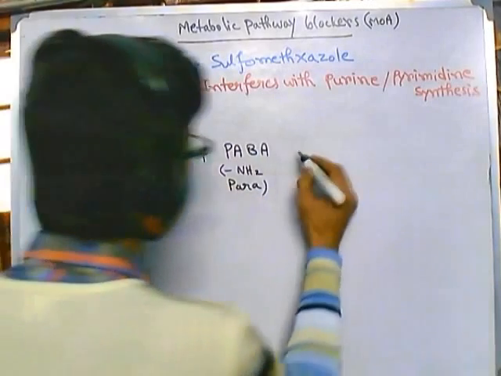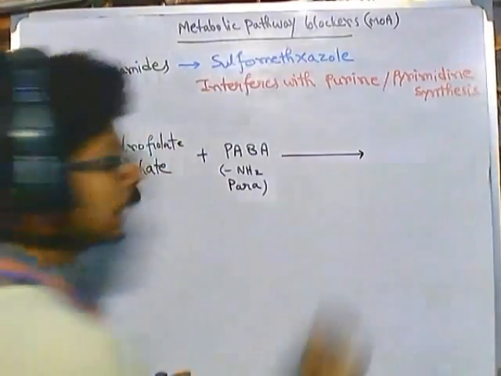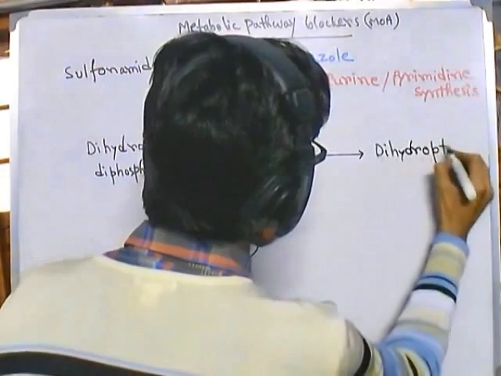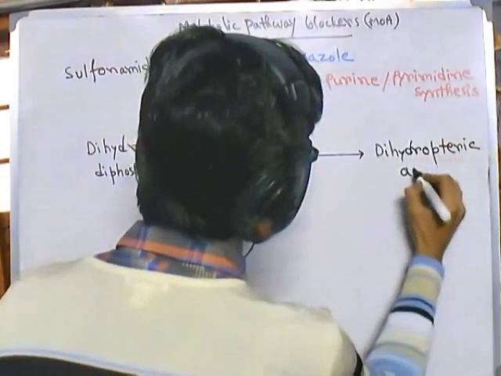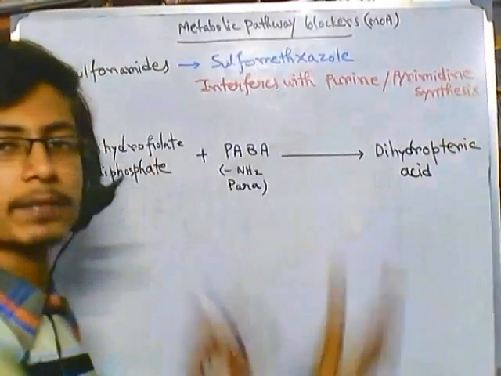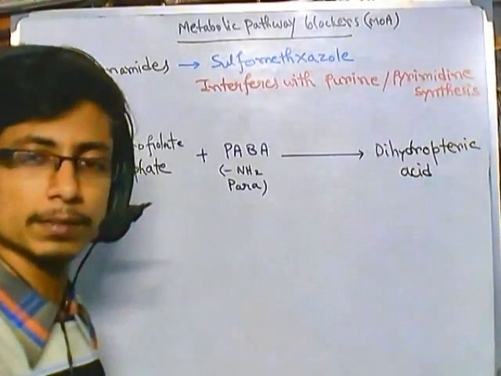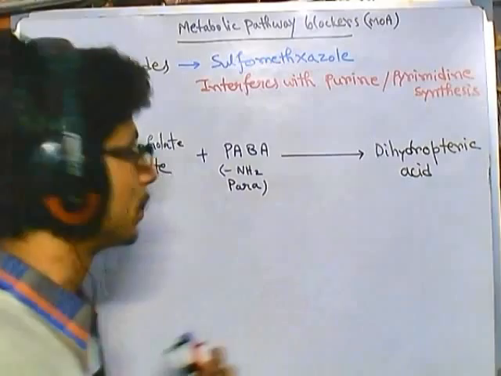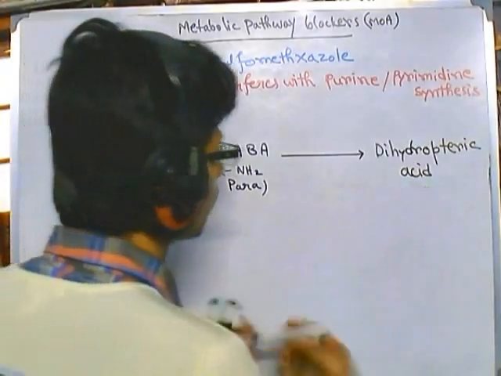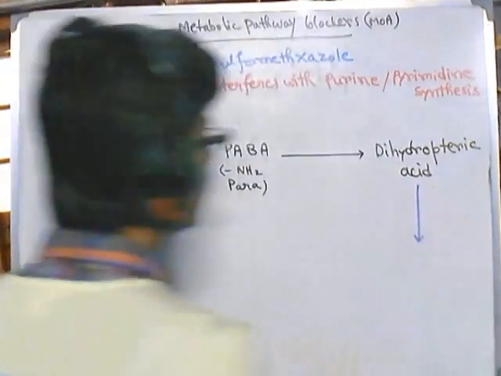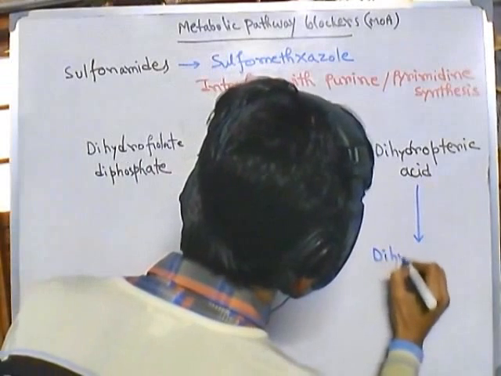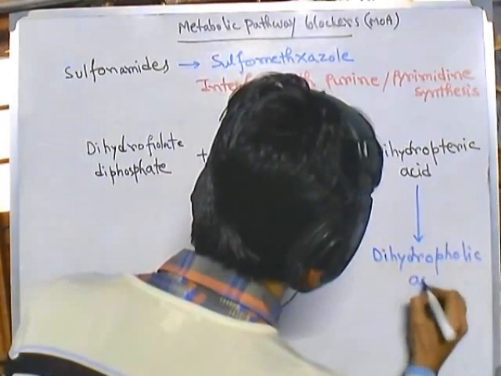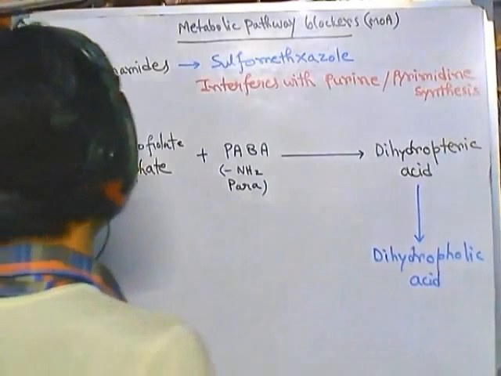Now after combining these 2 things together, what they can produce is dihydropteroic acid. Now in different books you may find different types of pathway. Some books elaborately discuss the pathway. I am here discussing the very basic version of the pathway. Now from this dihydropteroic acid, it can be further converted into dihydrofolate or dihydrofolic acid.